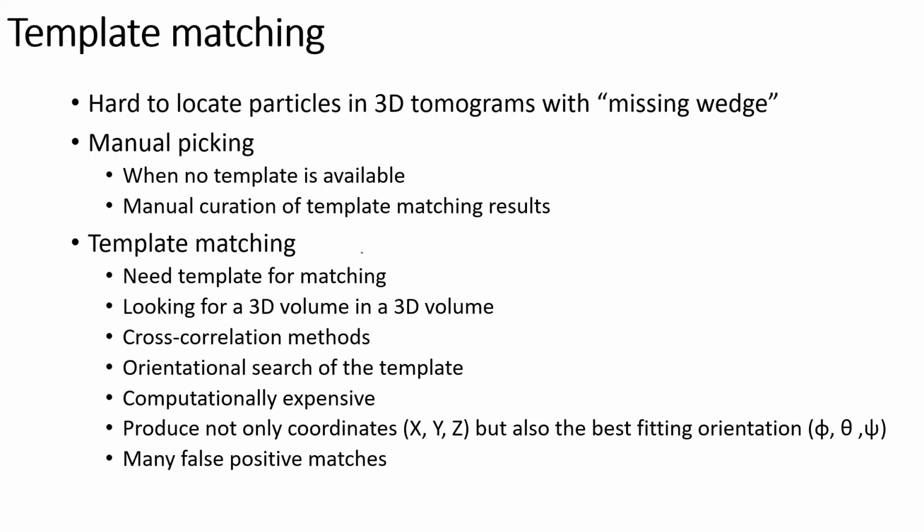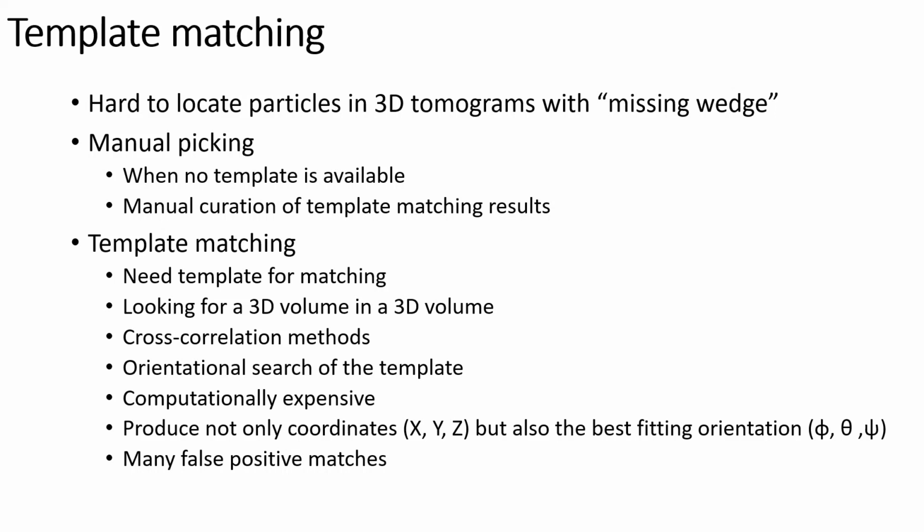For the automatic template matching, it's usually based on cross-correlative methods. We need a template. This is sometimes not a problem because, for example, we need to find some ribosomes in the cell. Then we can use a general model of a ribosome, a map of the ribosome that we will match against our 3D volume.